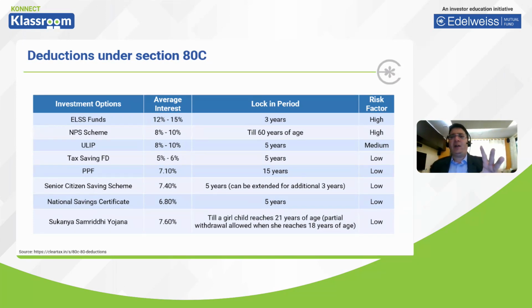Hence, if I were to now just look at the various lock-in periods available, and let's say there are 5 years, PPF is 15 years. Let's say my average is anything between 5 to 7 years. If I extend my investments in ELSS schemes over this 3-year period and stay for that 5 to 7 year period, what this will do is, because I am staying longer, the volatility would obviously get far more reduced.